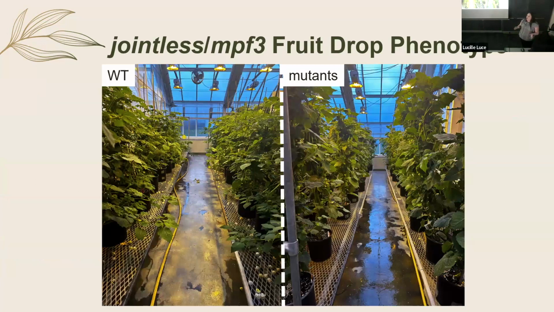Zooming out, on a larger scale, this is also important, not only in a large-scale agricultural setting, but in the greenhouse. So I grew up wild-type plants and my mutants, both jointless and MPF3, at the same time, everything's the same. And you can see that there's a large accumulation of fruit occurring on the ground that hold up the plants. Not only does this cause more time for me as a researcher to have to go and clean my greenhouses, but you're increasing pressure of both diseases and pests in the greenhouse.